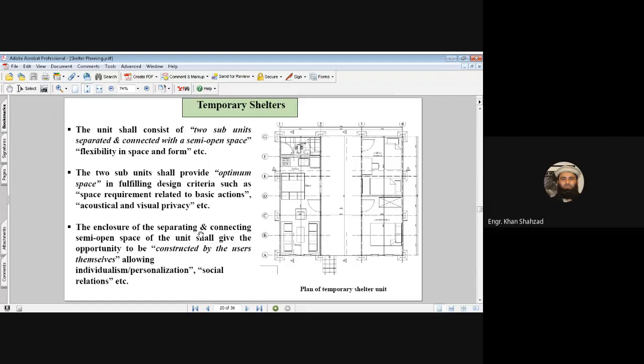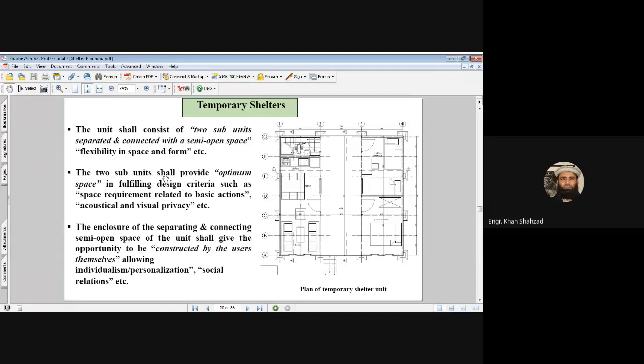This is the drawing of these temporary shelters. If you are working in some organizations and you are designing these shelters, you can take help from these drawings. The unit shall consist of 2 subunits separated and connected with a semi-open space. Flexibility in space and form.